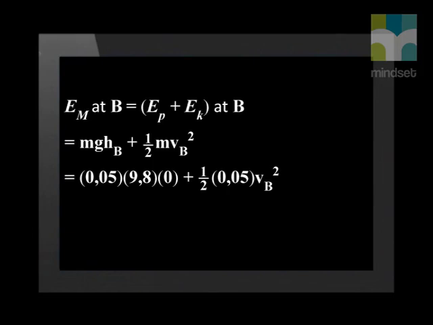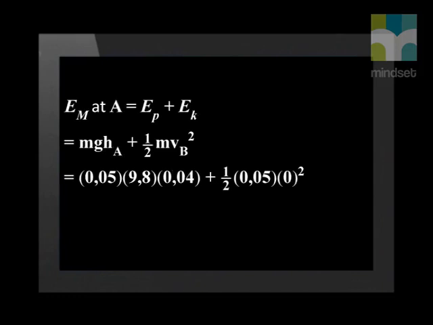Let's first calculate the total mechanical energy at point B. Since point B is the lowest point, the height is 0 and the gravitational potential energy at point B is 0. The kinetic energy component is 0,025 multiplied by the velocity squared. Now we can calculate the total mechanical energy at point A.